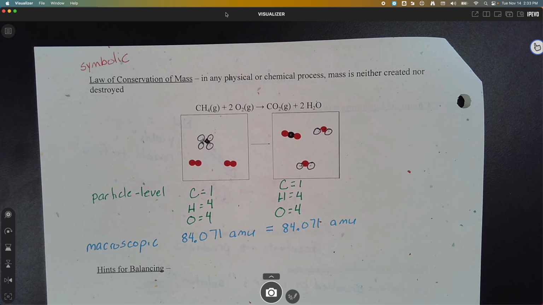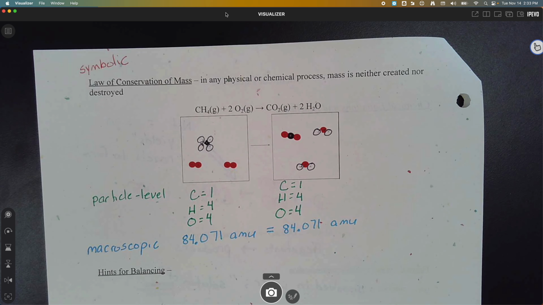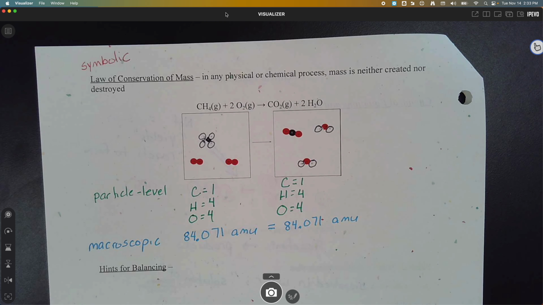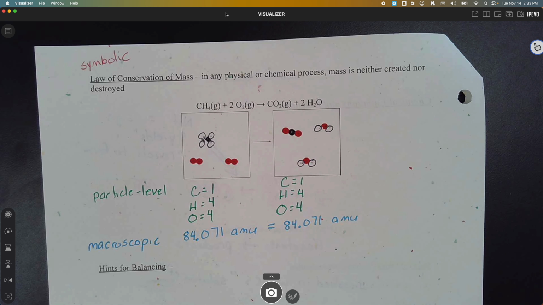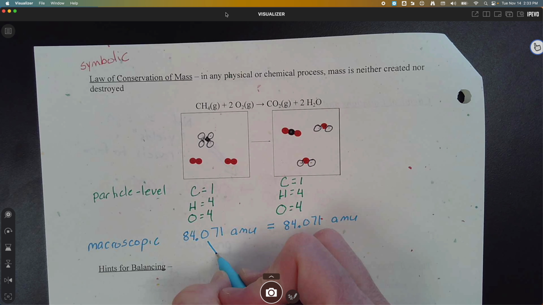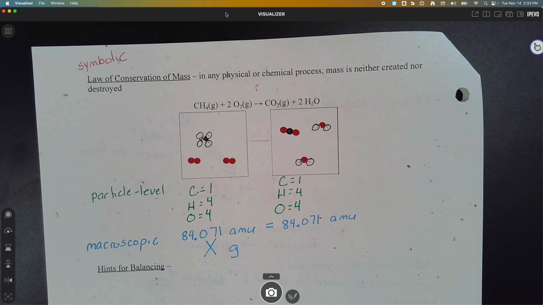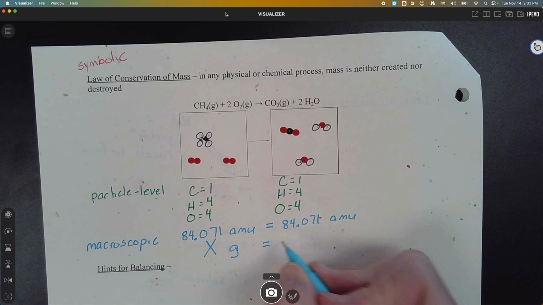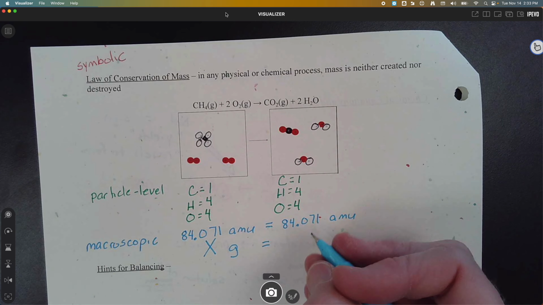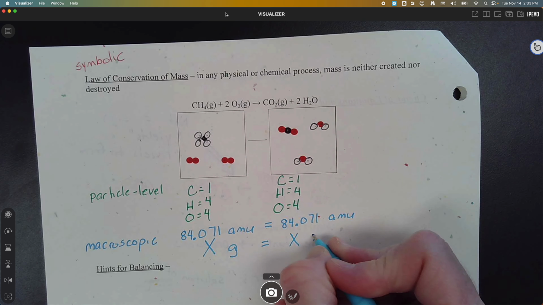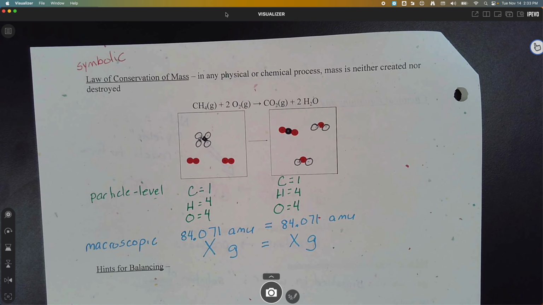And said that those two masses were equal to one another. Now, realistically, we're not going to weigh it in AMUs. The little green balances weigh in grams. So realistically, if we needed to check this at the truly macroscopic level in lab, we would weigh it, and we would find out it weighed X grams. And if we let it all happen in a closed container so we didn't lose anything, it would still weigh X grams in the end.